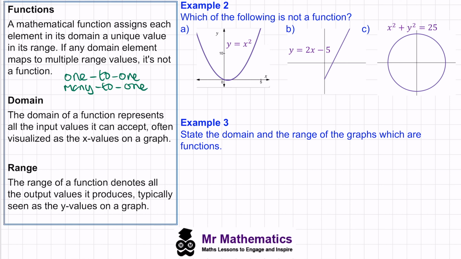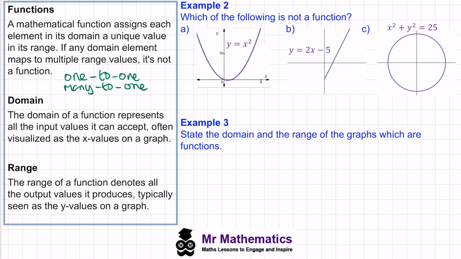And the domain of a function represents all the input values it can accept. Often this is visualized as the x values on a graph. So in question A, this would be the domain, the x values. And the range of a function denotes all the output values it produces, typically seen as the y values on a graph. So this would be the range here.